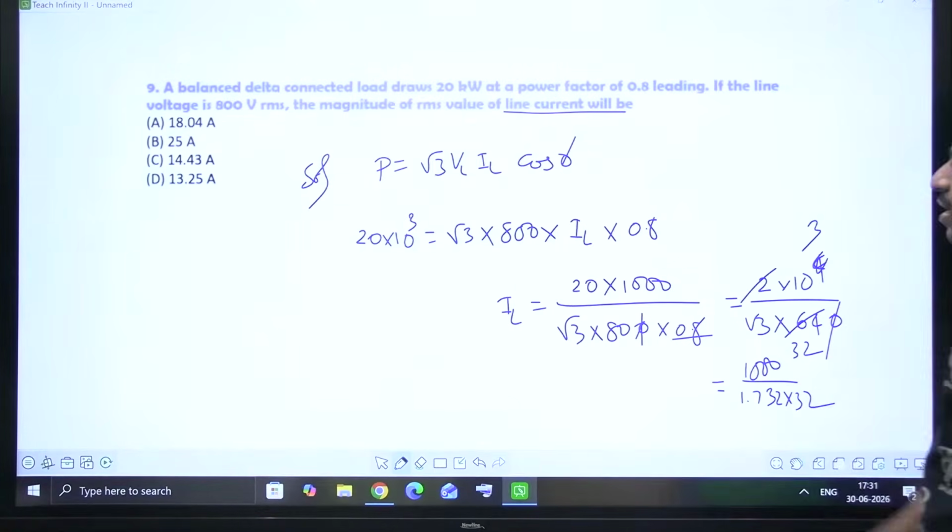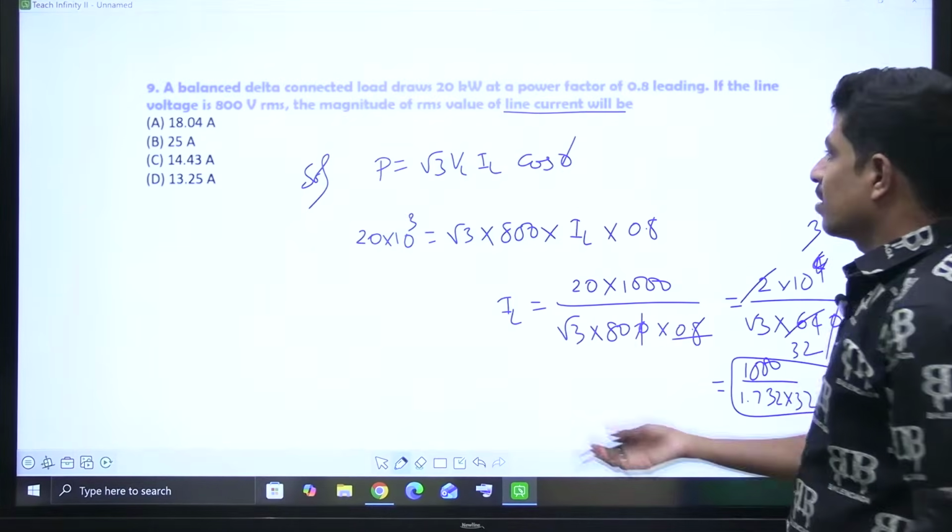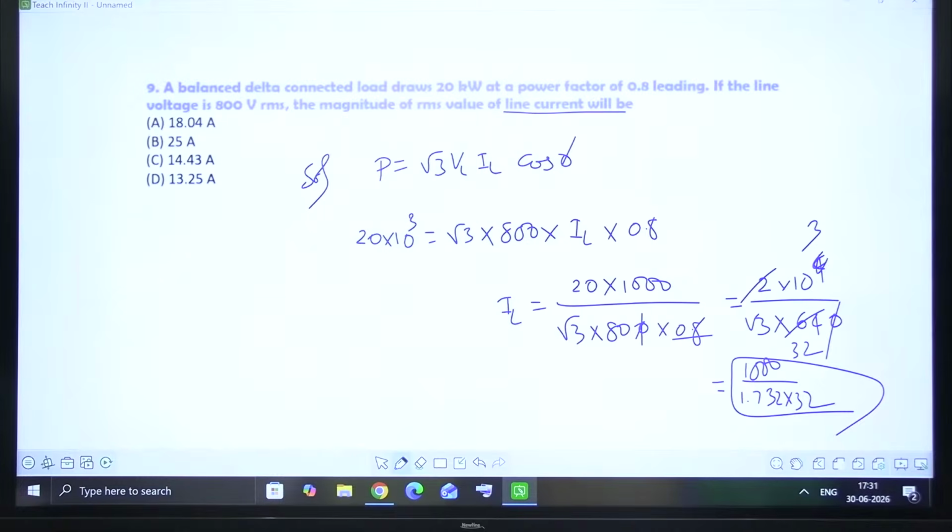You must be good at calculation. I am not going to do it. I am not doing this bloody calculation. Just from the options, you can justify whether your answer is correct or not.